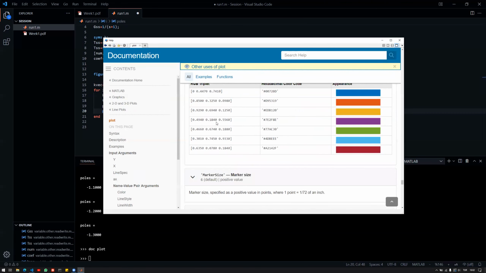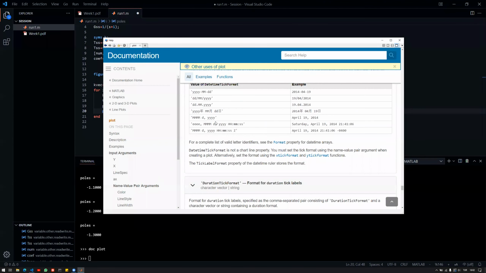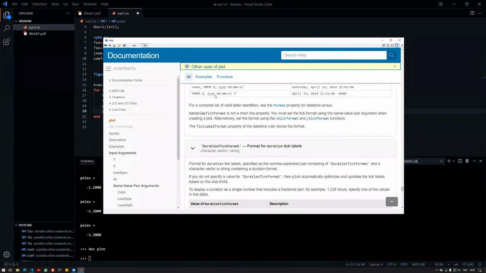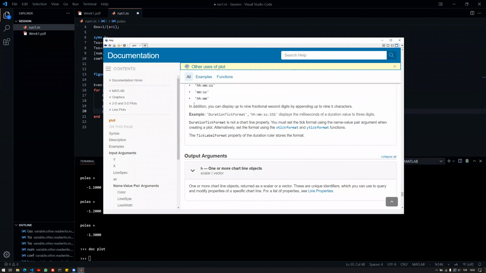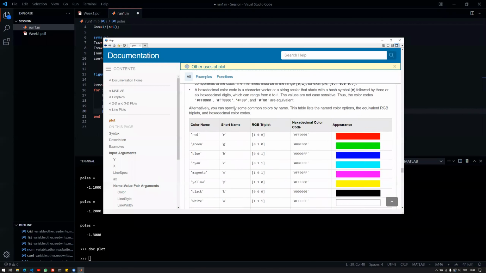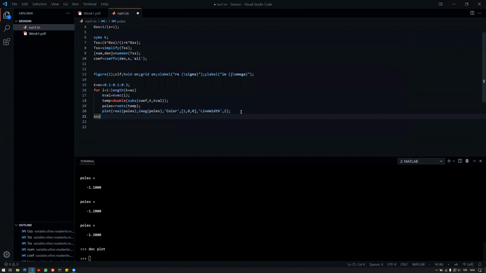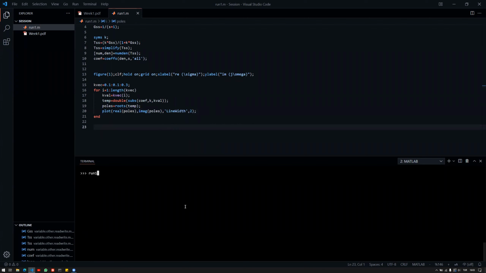So if you are experimenting with this, I highly recommend you use the documentation. And by the way, if you Google Matlab plot, you will end up on this page because this is the documentation page of Matlab. So now let's omit all this here. Maybe the line width can stay because it is sometimes hard to see here.